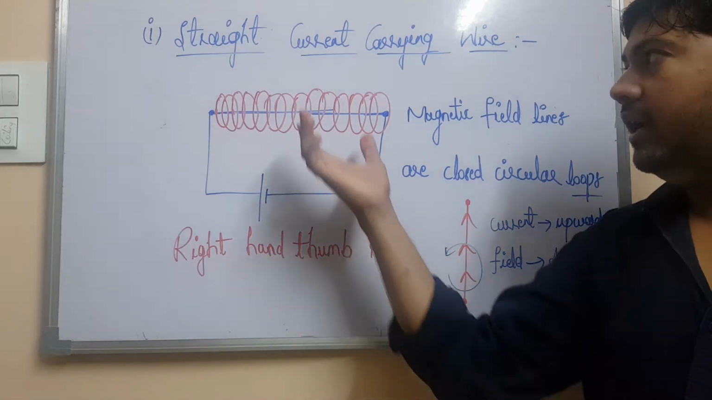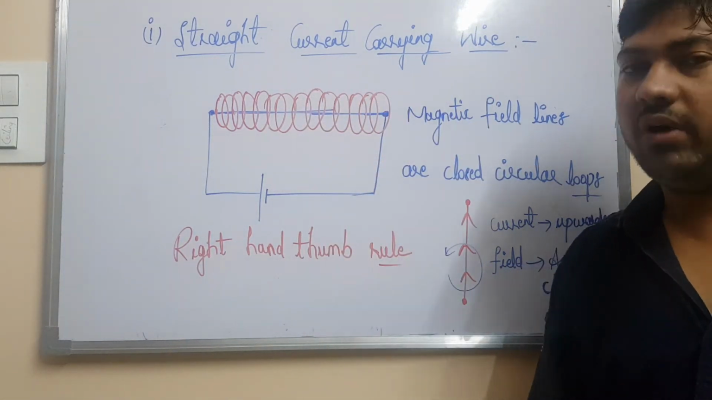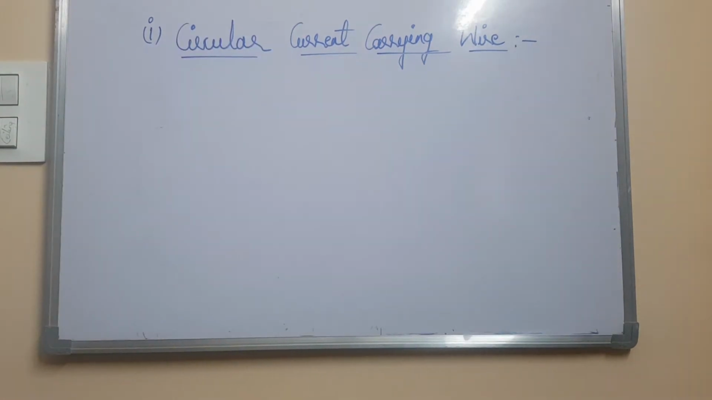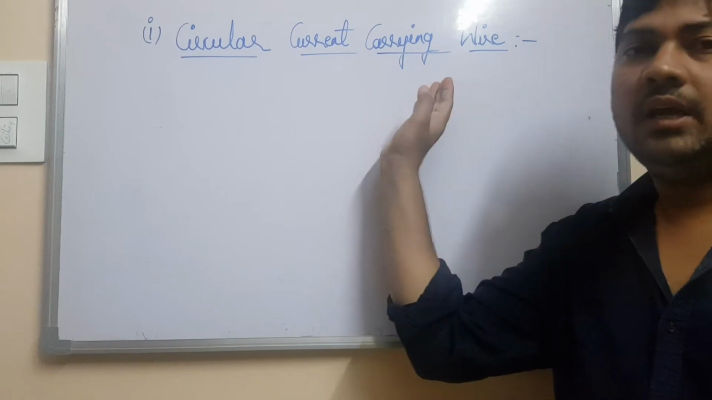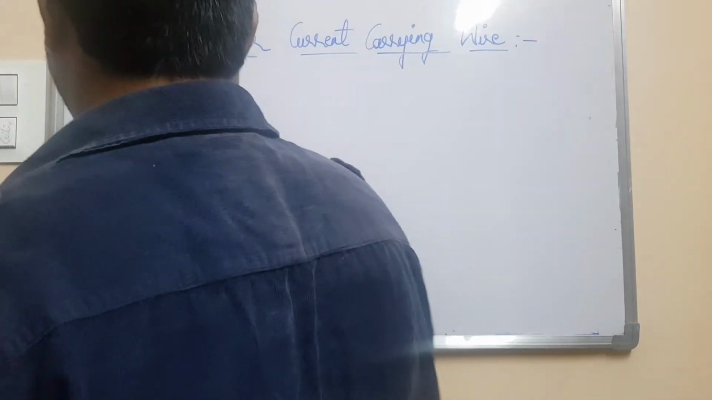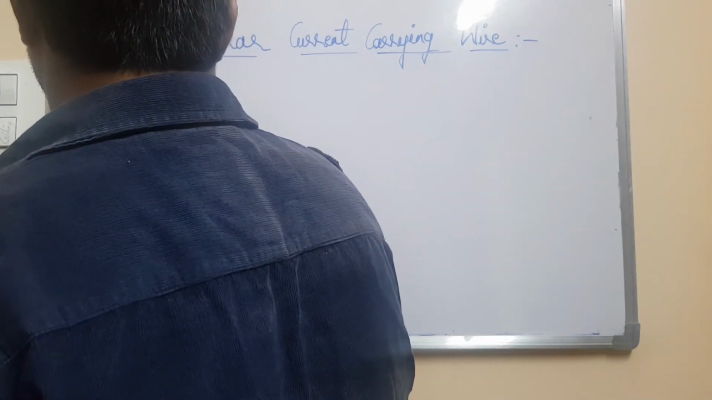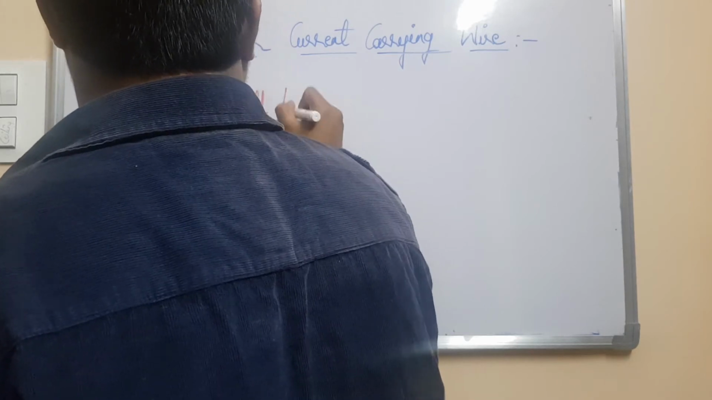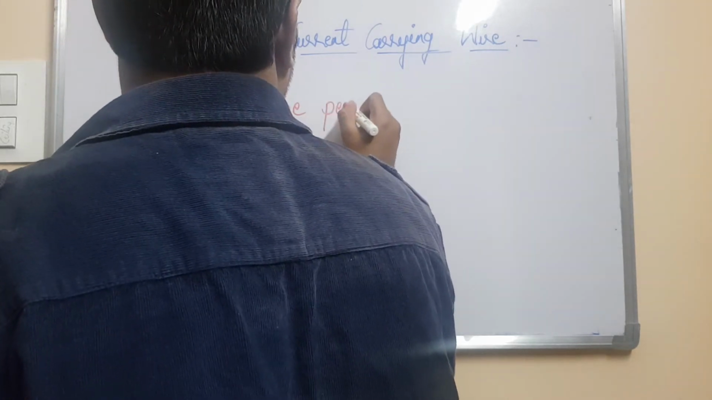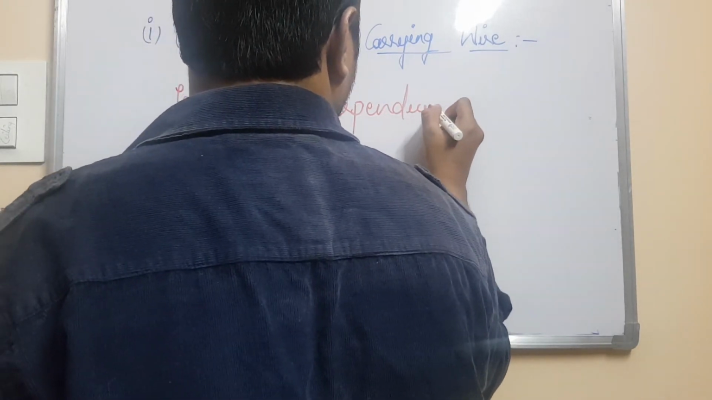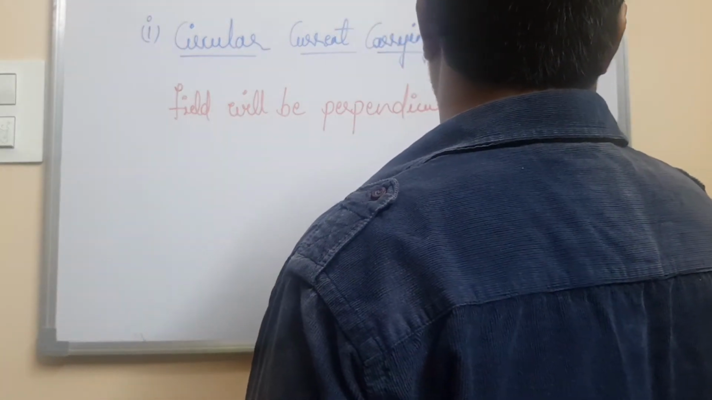Next, let us see about the circular current carrying wire. In a circular current carrying wire, the magnetic field will be perpendicular to the plane of the coil.